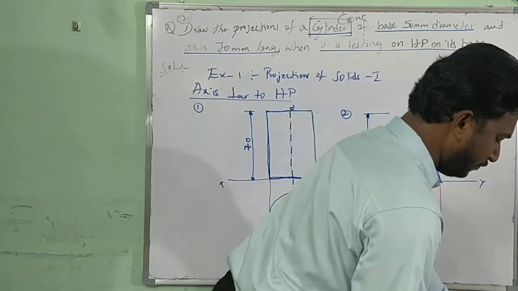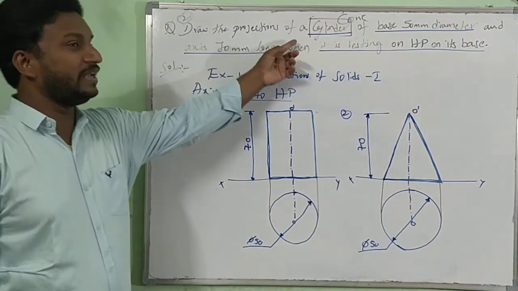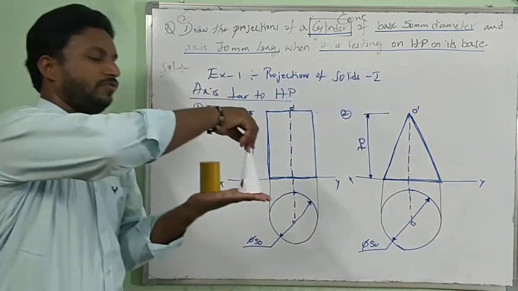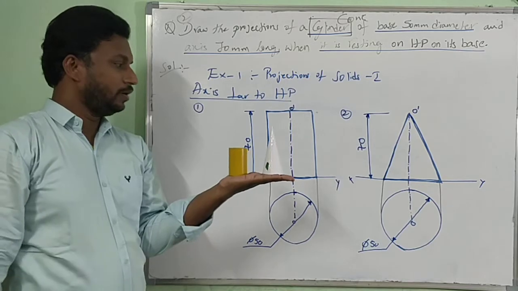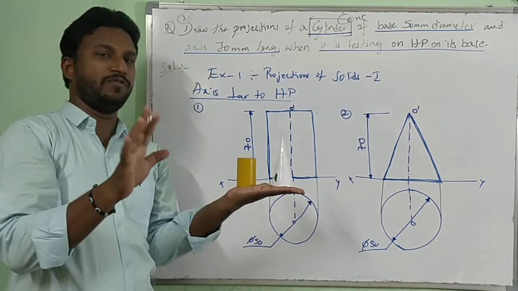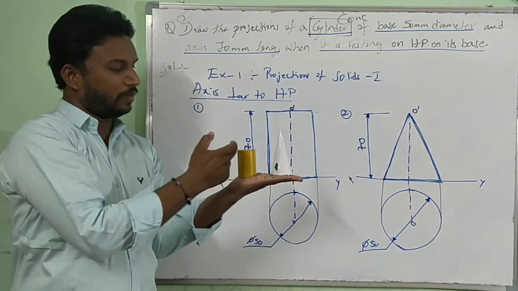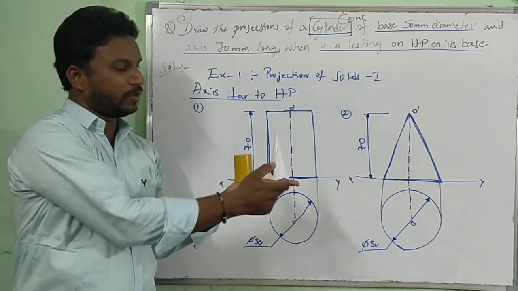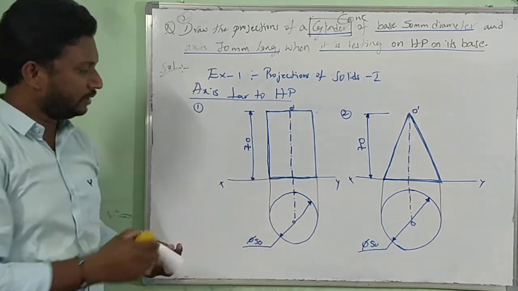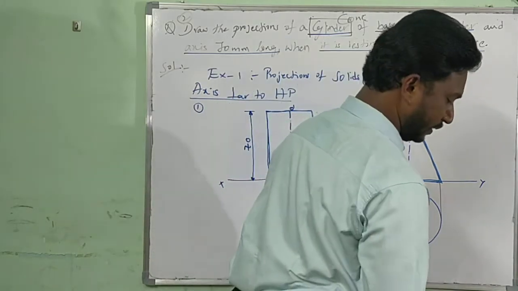Draw the projections of: number one, a cylinder resting on HP; number two, a cylinder resting on VP. Hope you understand, front view and top view. First I have drawn the top view. Why? Because to draw the base shape. This is a circle, this is a circle. In the front view, the boundary looks like a rectangle here and a triangle here. That depends upon the axis, right? The axis representation is this: dash dot. Don't forget that.